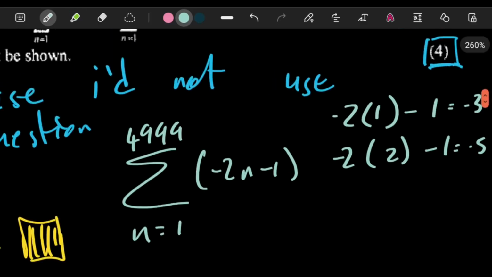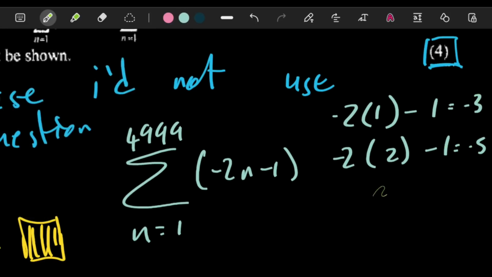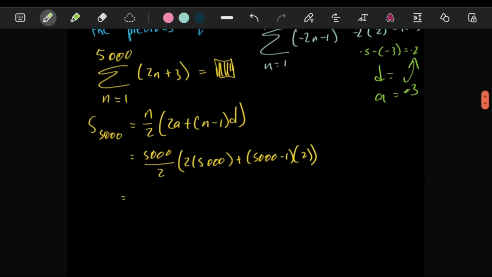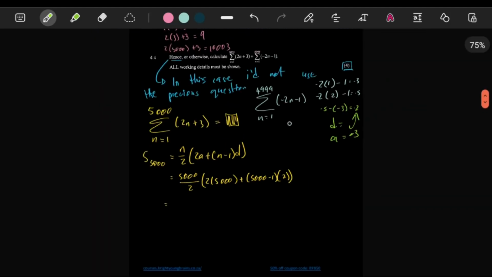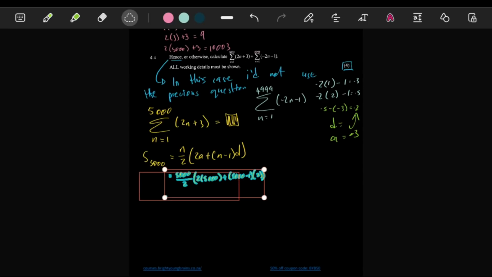So your value of d would be t2 minus t1. Negative 5 plus 3 is negative 2. So d is equal to negative 2, and a is equal to negative 3. Perfect. Okay, so let's get this answer. Let's do one for that one as well. I feel like I'm running out of space over here.